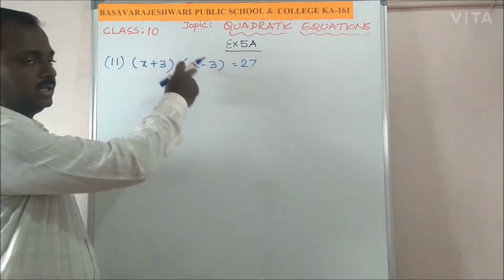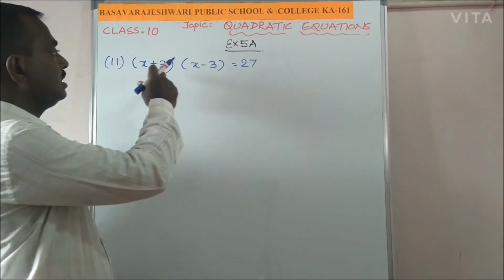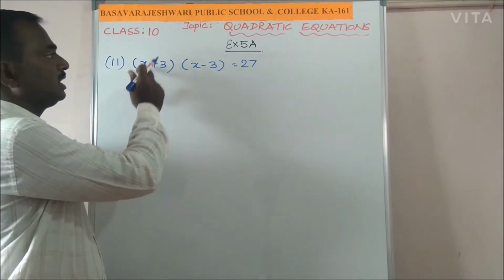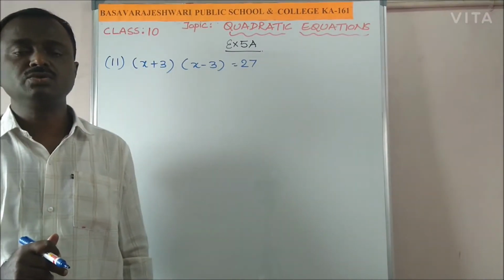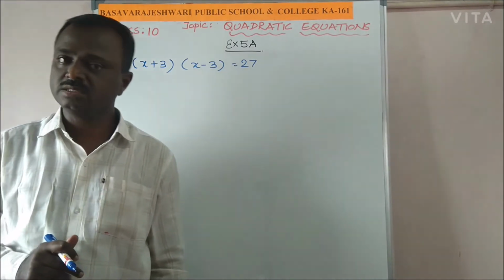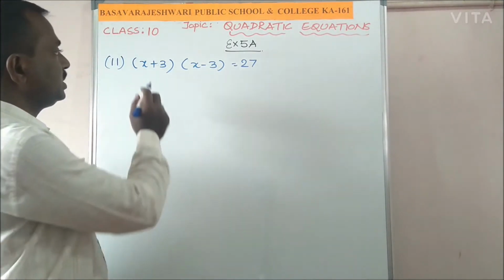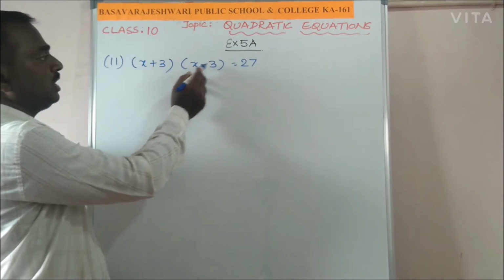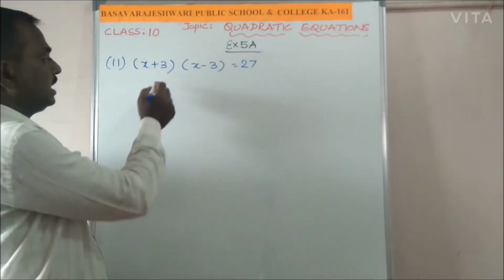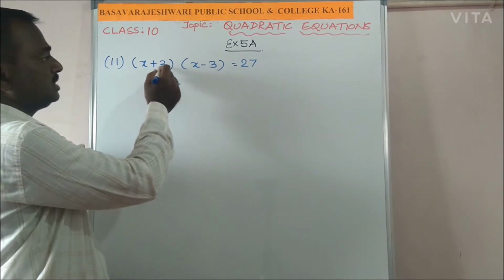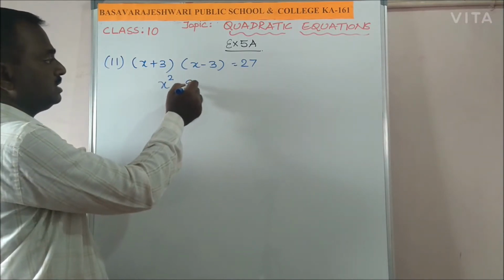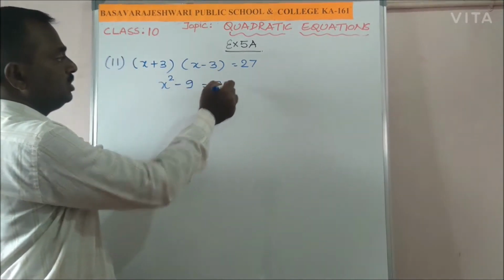So, we can multiply both sides, or we can apply the identity (a plus b) into (a minus b) is a square minus b square. So it is in the form of (a plus b) into (a minus b). So a square, that is x square, minus b square, that is 3 square. 3 square is 9, is equal to 27.